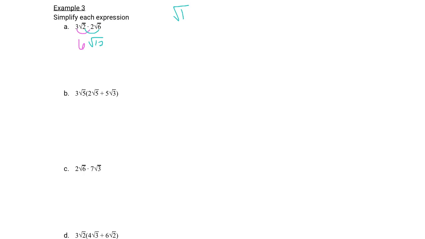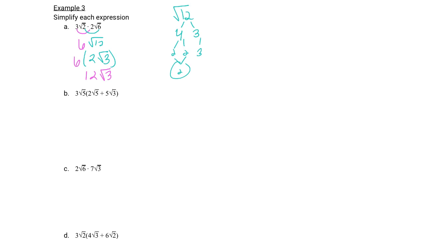Now we have to see if we can simplify the square root of 12. That's 4 times 3. That's 2 times 2 times 3. So this is going to be 6 times 2 square root of 3, which simplifies to 12 square root of 3.